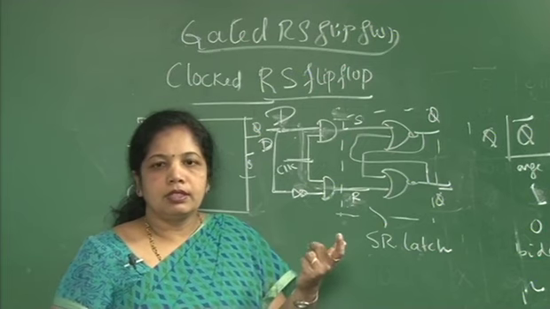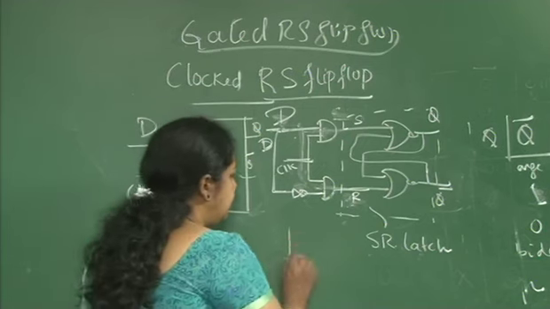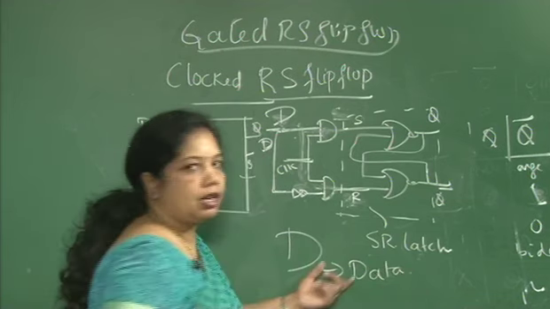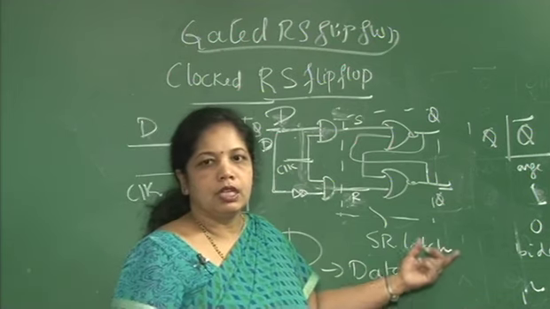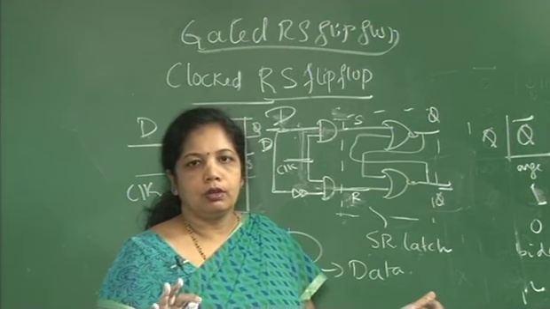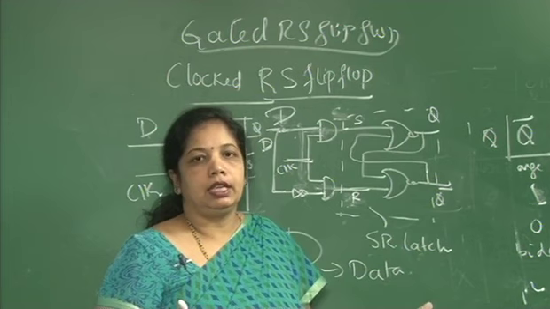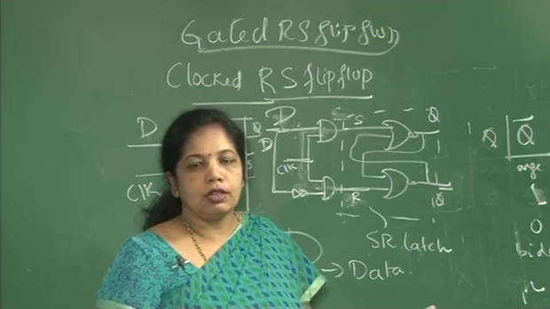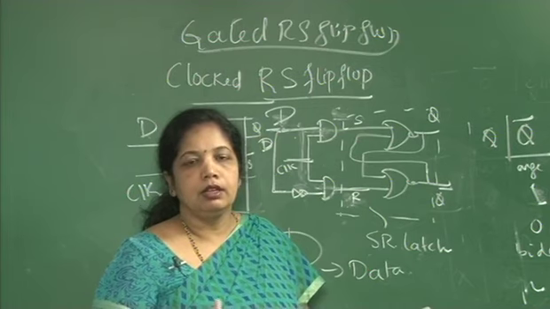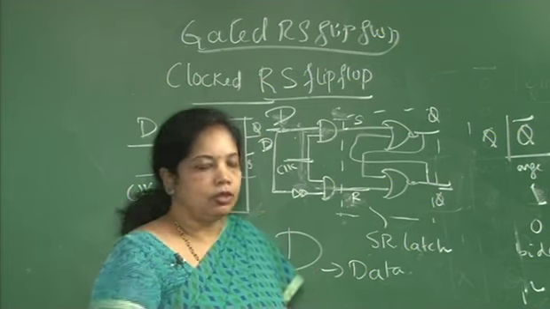So, what is this D? Why the name D? D is nothing but data transfer flip flop. It just transfers the data from input to the output, but with a minimum delay. So, we also call this a delayed flip flop. D represents delayed data transfer flip flop.